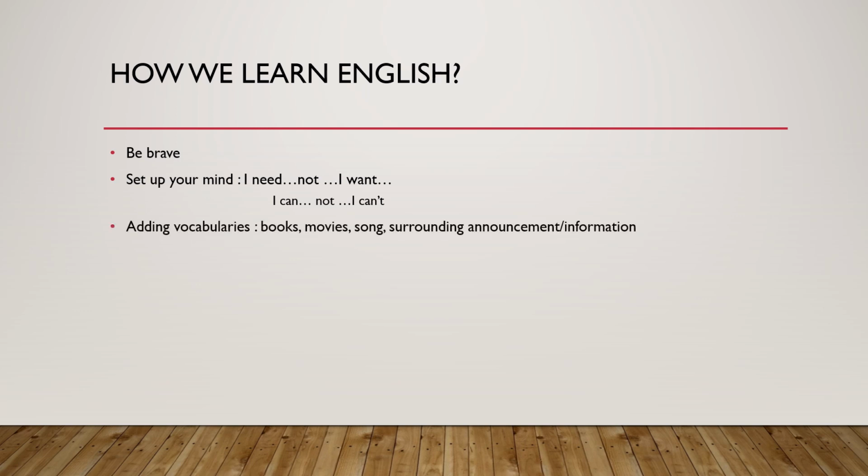You can read books, maybe an interesting novel about a recent theme, and then you can watch movies in English and listen to English songs. You can also pay attention to the surrounding announcements, information, cautions, or warnings anywhere you see them written in English. Try reading them first and search for the meaning with Google Translate, Camus School, or any other English dictionary application.